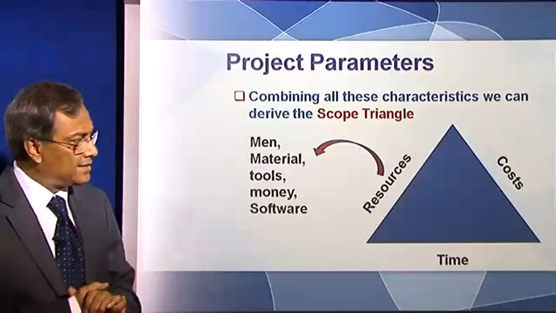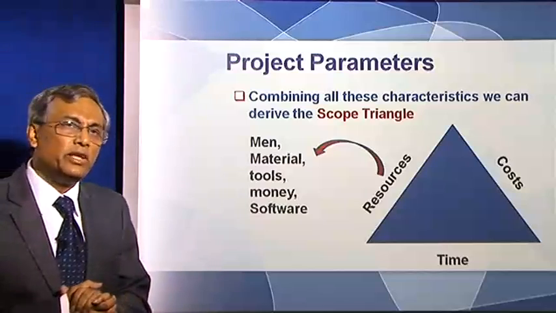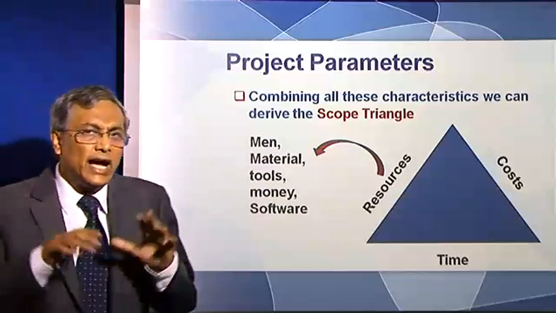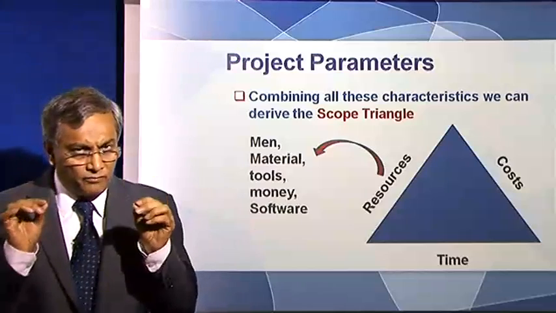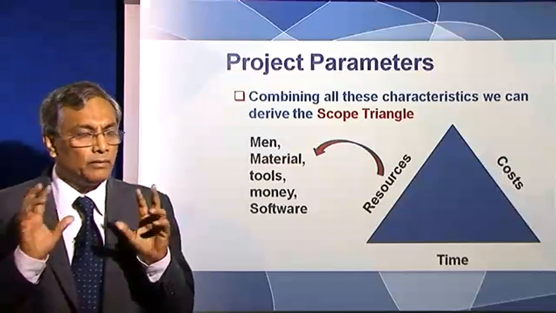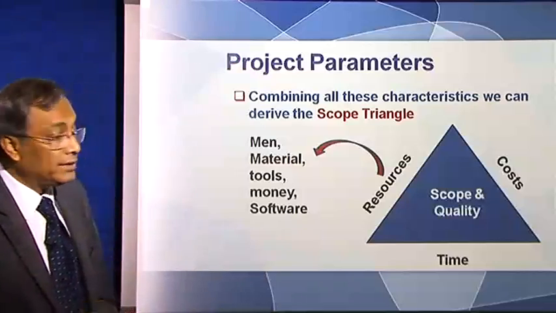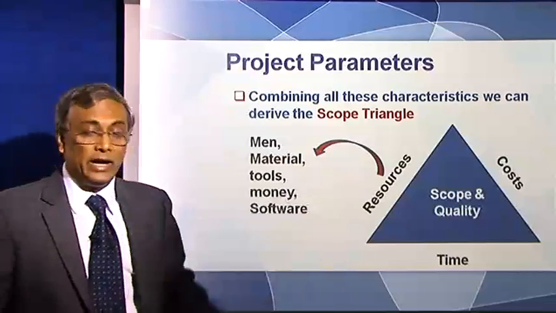Now, is there anything else in a project? Can you think of what else is missing? What is the other parameter that is very important for a project? Can you think about it? Spend a few seconds to think about it. The other important parameter is scope and quality.